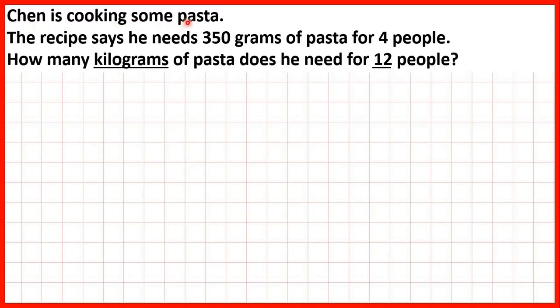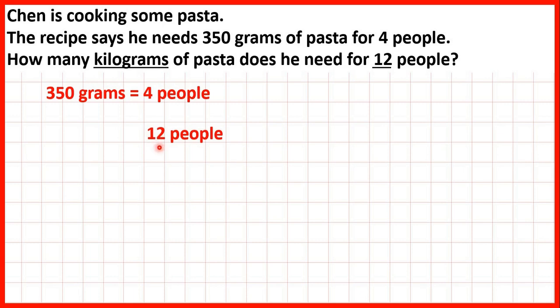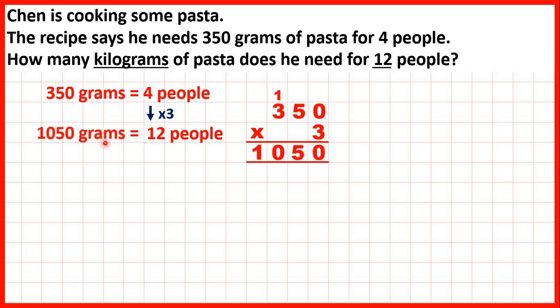Chen is cooking some pasta. The recipe says he needs 350 grams of pasta for 4 people. How many kilograms of pasta does he need for 12 people? So 350 grams is for 4 people, but we need to know the weight for 12 people. Now 4 times 3 is 12, so in grams we can work out 350 times 3. That gives us 1050 grams, but we need the weight in kilograms.